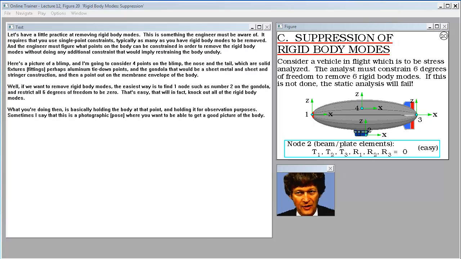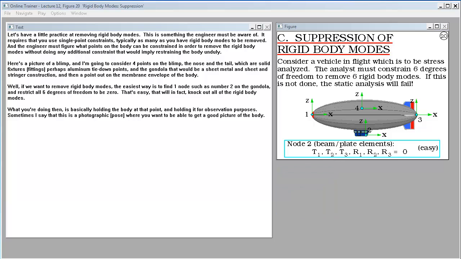Let's have a little practice at removing rigid body modes. This is something the engineer must be aware of. It requires that you use single point constraints, typically as many as you have rigid body modes to be removed, and the engineer must figure what points on the body can be constrained in order to remove the rigid body modes without doing any additional constraint that would imply restraining the body unduly.